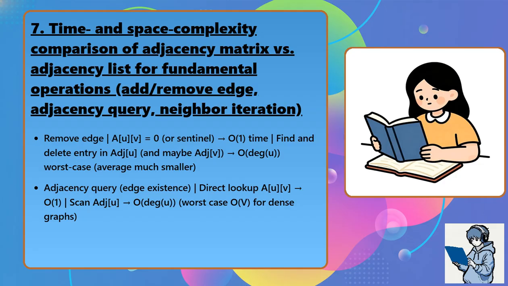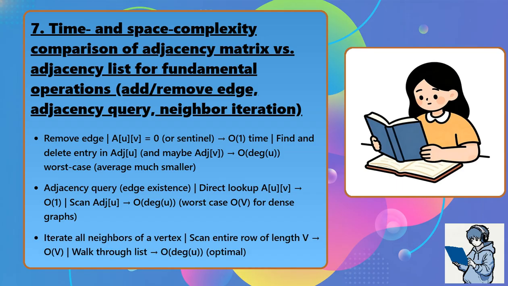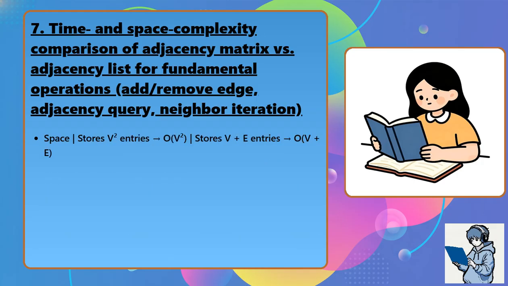Adjacency query, edge existence: direct lookup A[u][v] leads to O(1). Scan edge[u] leads to O(degree of u), worst case O(V) for dense graphs. Iterate all neighbors of a vertex: scan the entire row of length V leads to O(V); walk through the list leads to O(degree of u), optimal. Space: the matrix stores V squared entries, O(V squared); the list stores V plus E entries, O(V plus E).